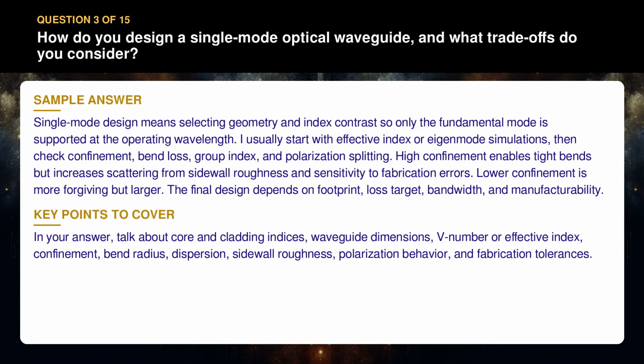In your answer, talk about core and cladding indices, waveguide dimensions, V-number or effective index, confinement, bend radius, dispersion, sidewall roughness, polarization behavior, and fabrication tolerances.